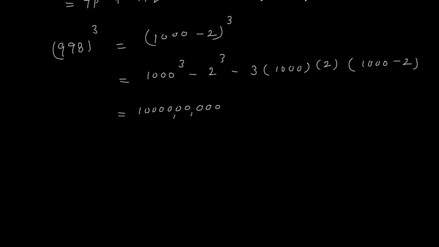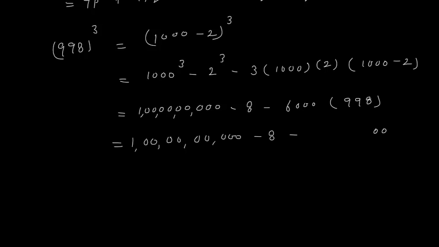So a very big number. Minus 2 cube is 8, then minus this is 3 sixes 6000, and here it is 998. So this becomes minus 8, and this is minus. Now 6 eights, I will first write the 3 zeros. 6 eights are 48, 4 carry, 6 nines are 54, 54 plus 4 is 58, 5 carry, 54, 54 plus 5 is 59.